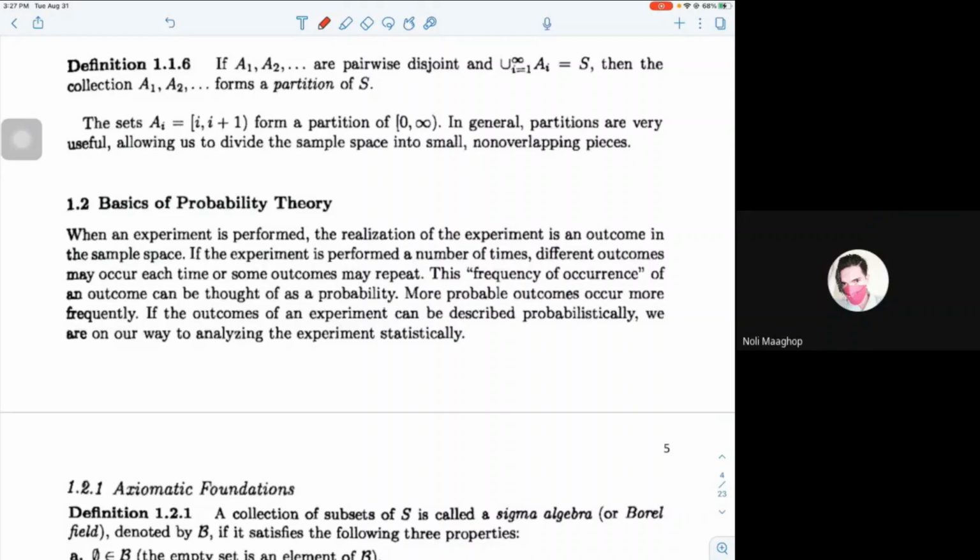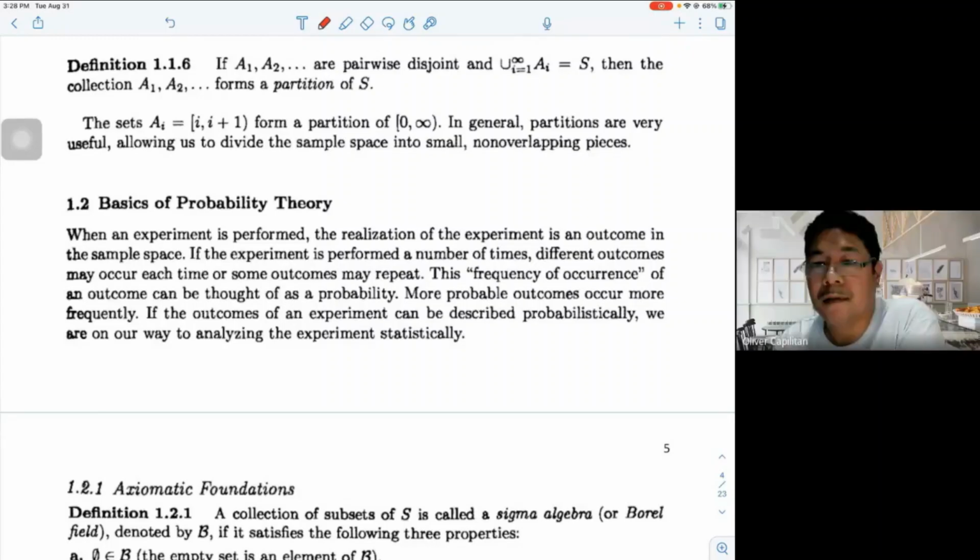Probability, sir, is a chance of an event or something to occur. Okay, thank you for that, Nolly. So it is a belief in a chance of an event occurring. It's actually a subjective interpretation of the word probability.